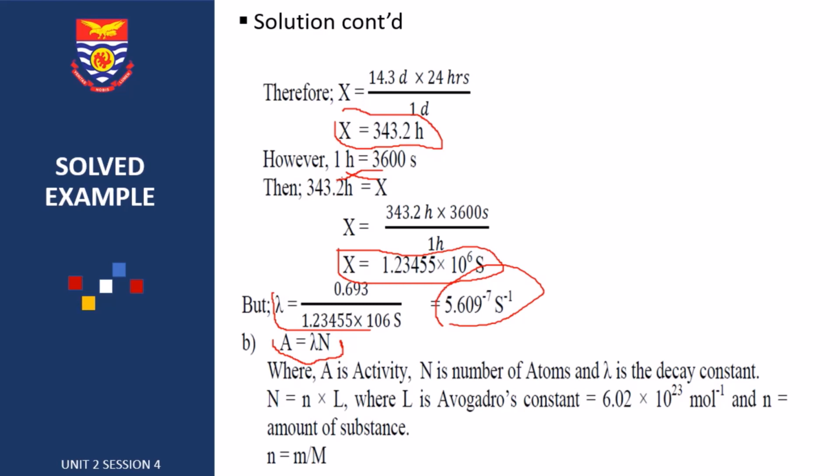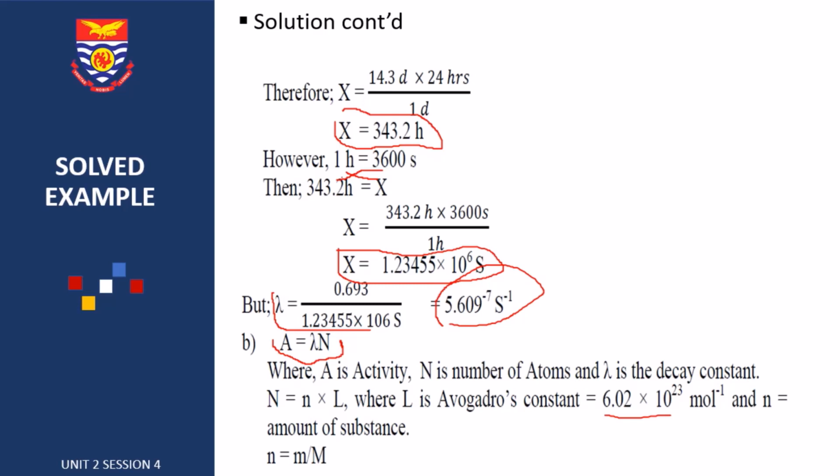We have been given the mass of the radioactive substance instead of the number of atoms that decay. So we need to convert the mass given to the number of atoms. Now we know that the number of atoms is given by the moles of atoms times the Avogadro's constant. So this is the Avogadro's constant, 6.02 times 10 to the power 23 per mole.